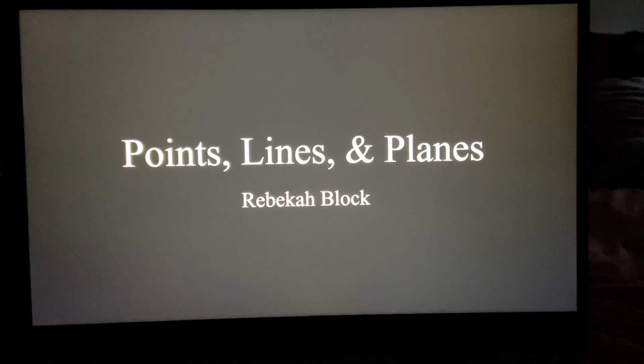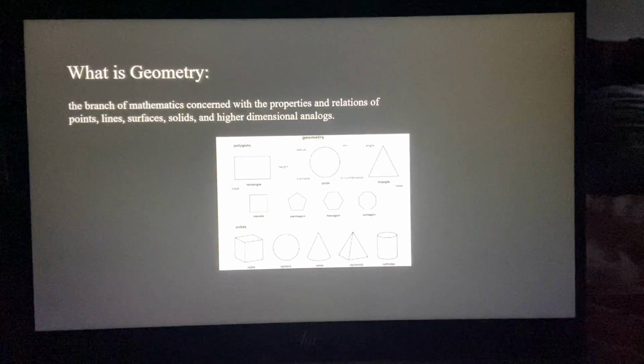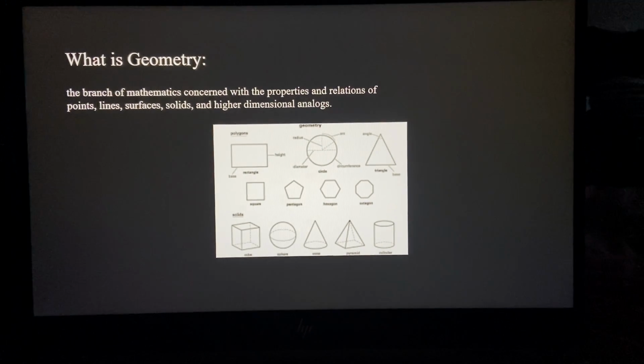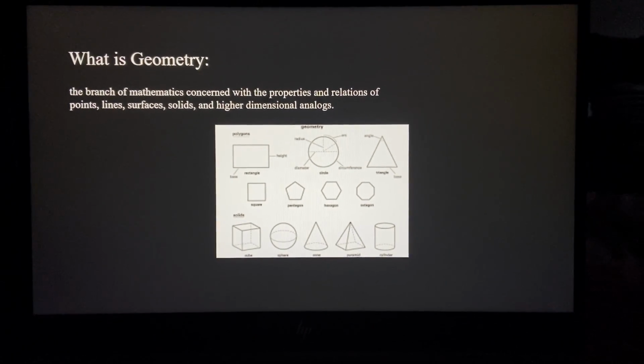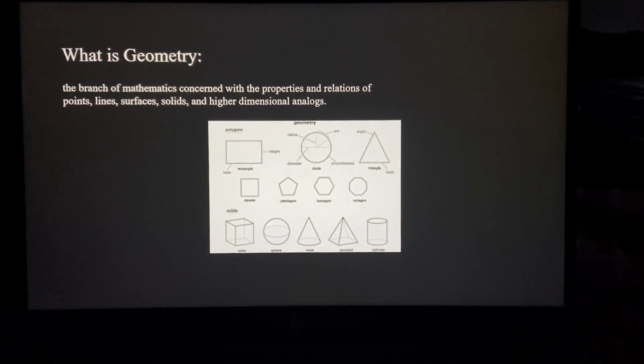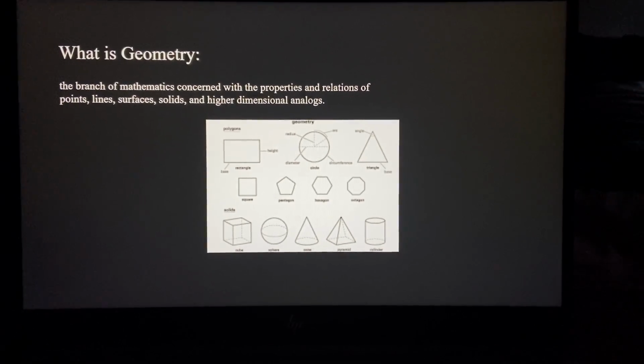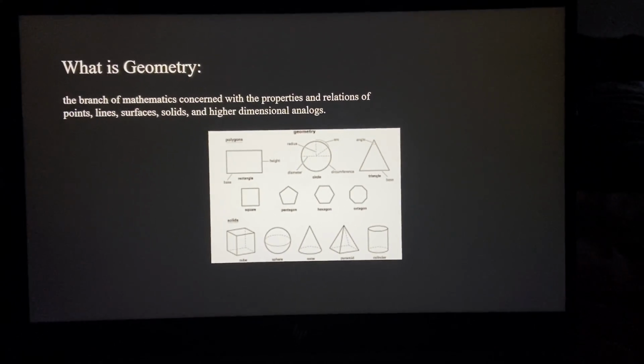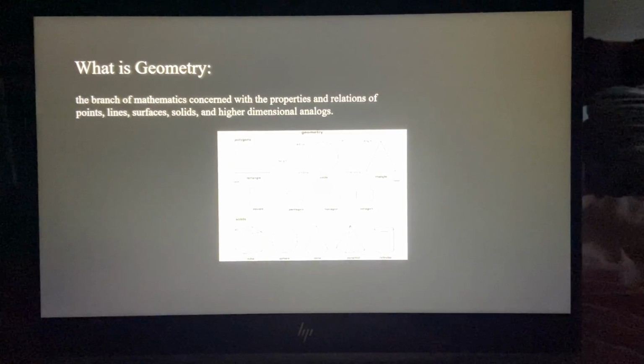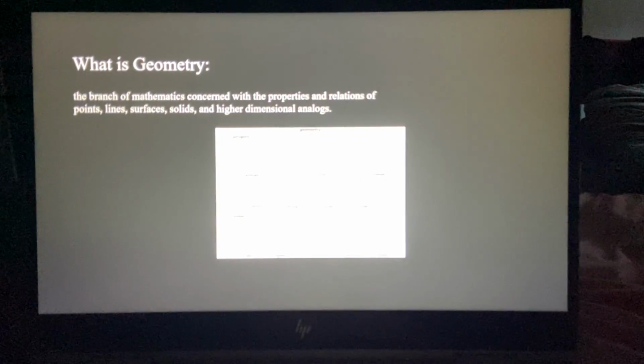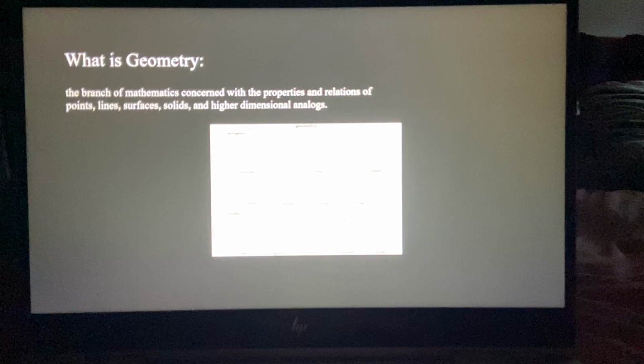Today I'm going to be teaching on points, lines, and planes. What is geometry? Geometry is a branch of mathematics concerned with the properties and relations of points, lines, surfaces, solids, and higher dimensional analogs. So all three of these things, points, lines, and planes, all deal with geometry.